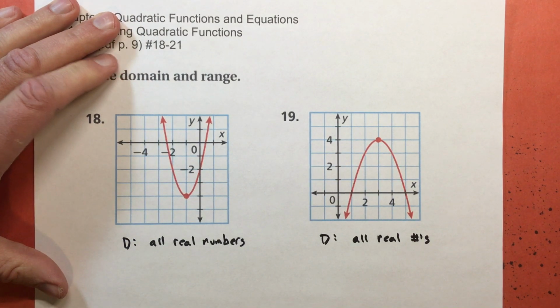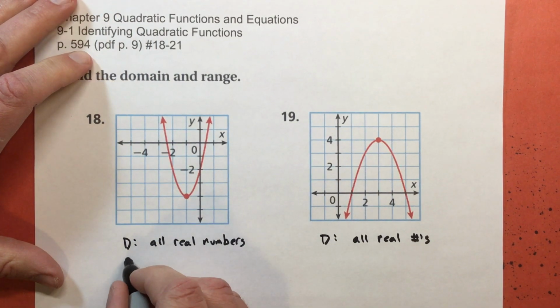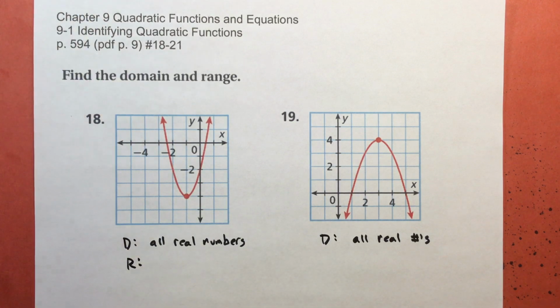Okay. Now, the range is going to be a little bit harder. In order to find the range, I have to find the vertex, which we did in the previous example. From the vertex, we need to find the y-coordinate of the vertex. I guess you don't need the x-coordinate, but we need the y-coordinate and then decide, does the graph go above that or below it? So let's look at 18.